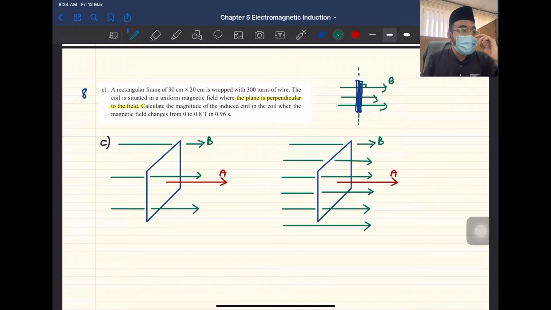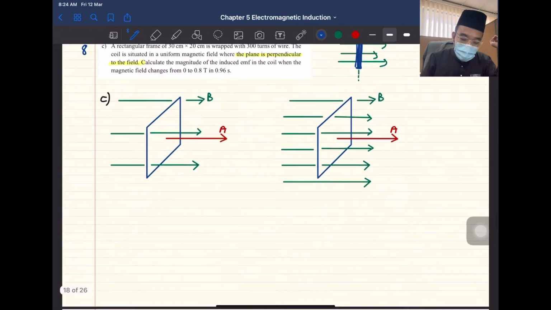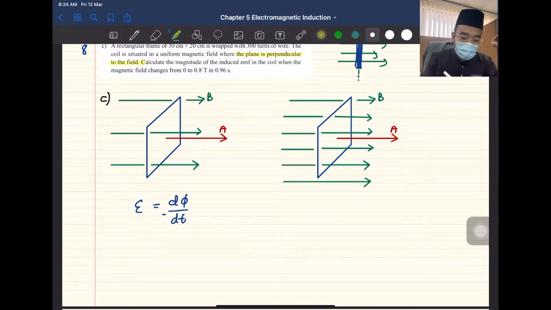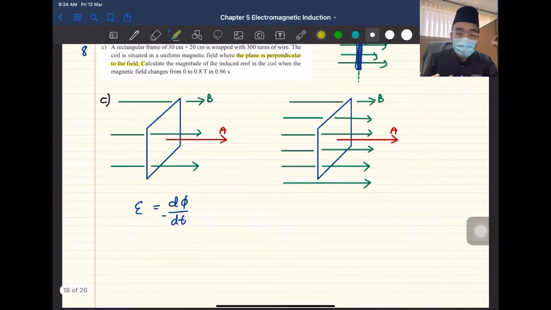If you want to solve that one, you can again use the similar formula, d phi over dt. Then you have to identify from the question which value is changing. In this one, we actually have B A cos theta.